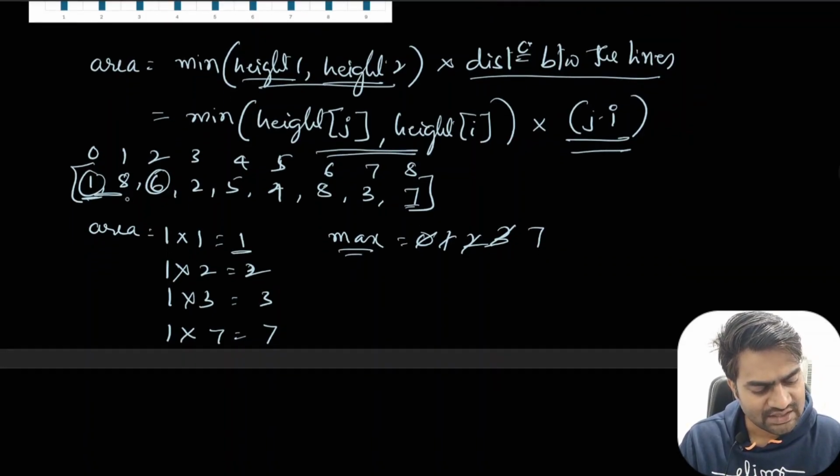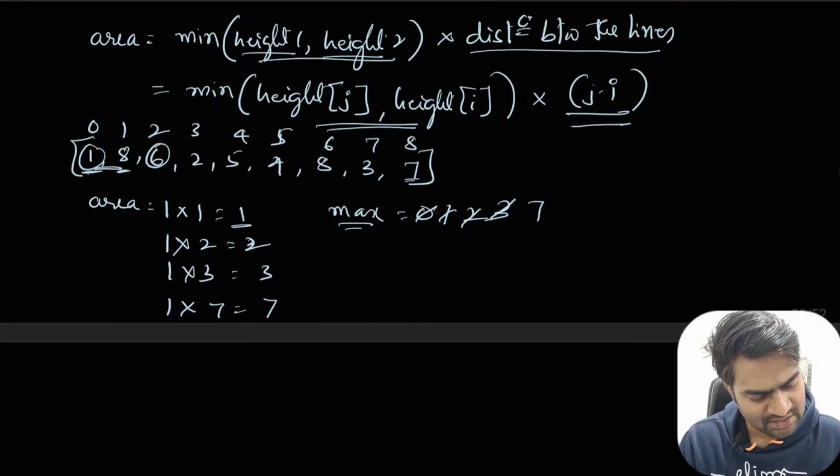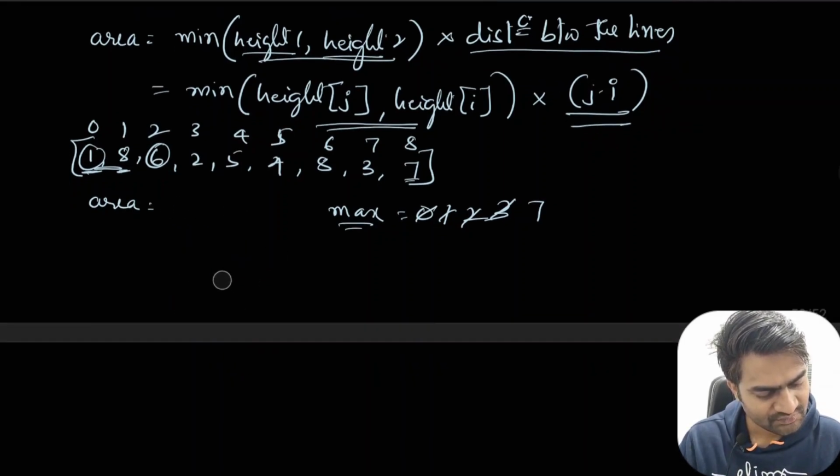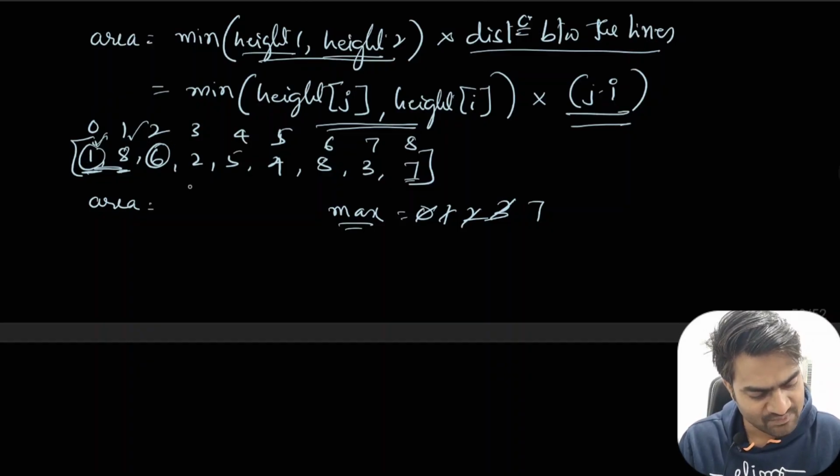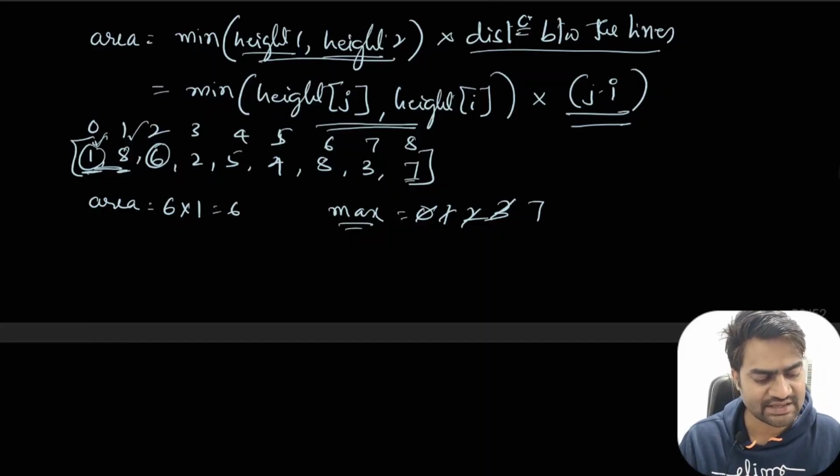Now I will repeat that with the next value. Okay, now I will remove this part. Now if you see, I have 8. Okay, I have done already this with 1, so there is no need to do it with 1. So I will only consider the further values. Now out of 8 and 6, minimum is 6 and distance is 1. So max area is 6. So already it is 7, so I don't update.